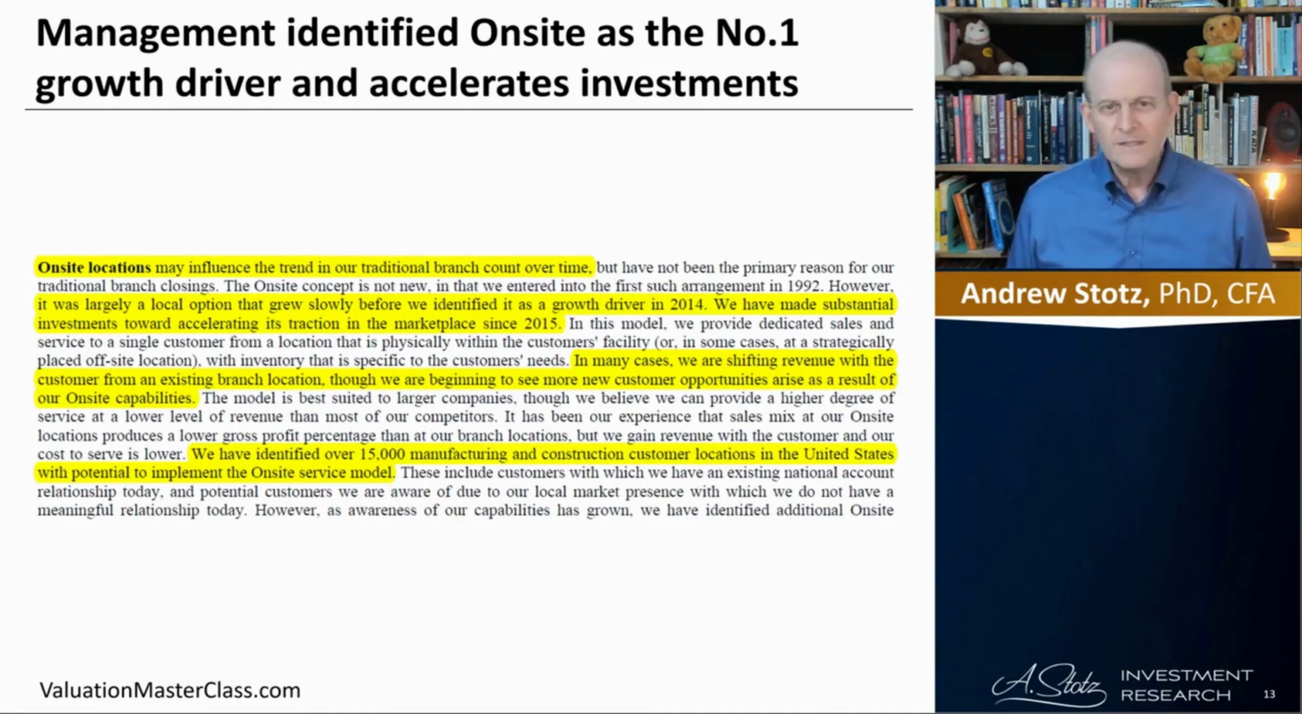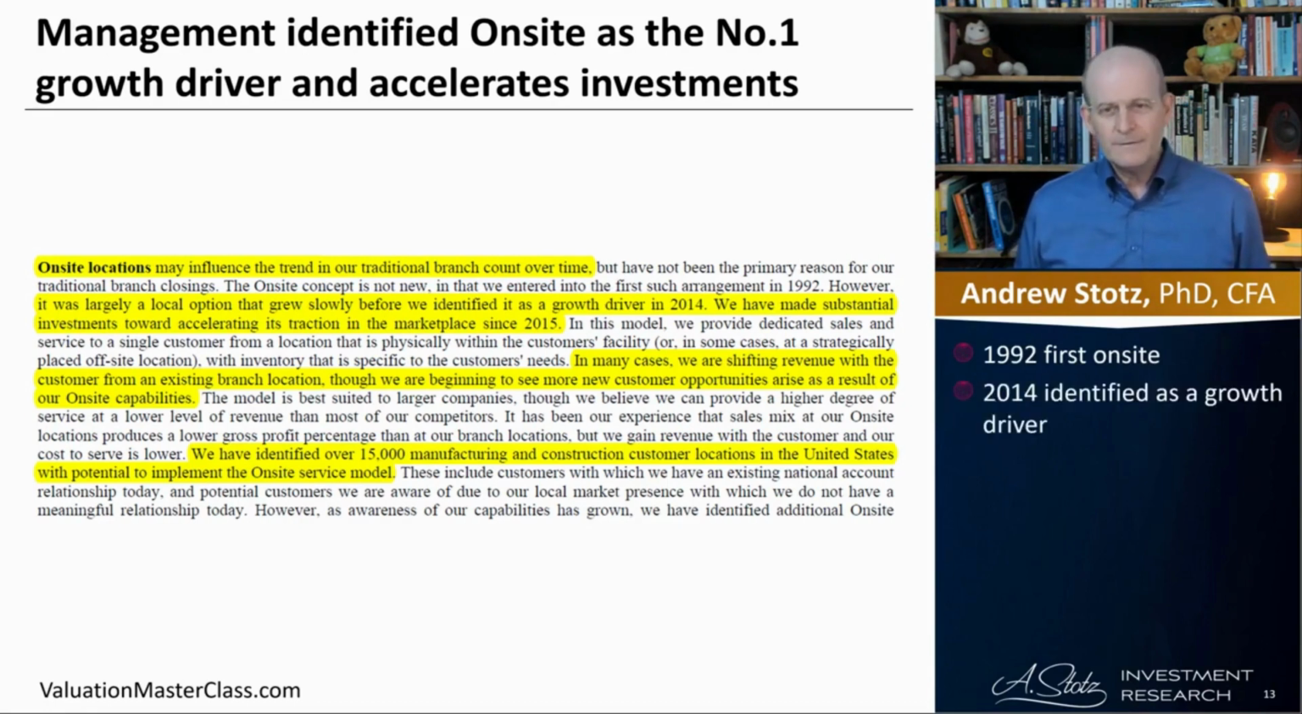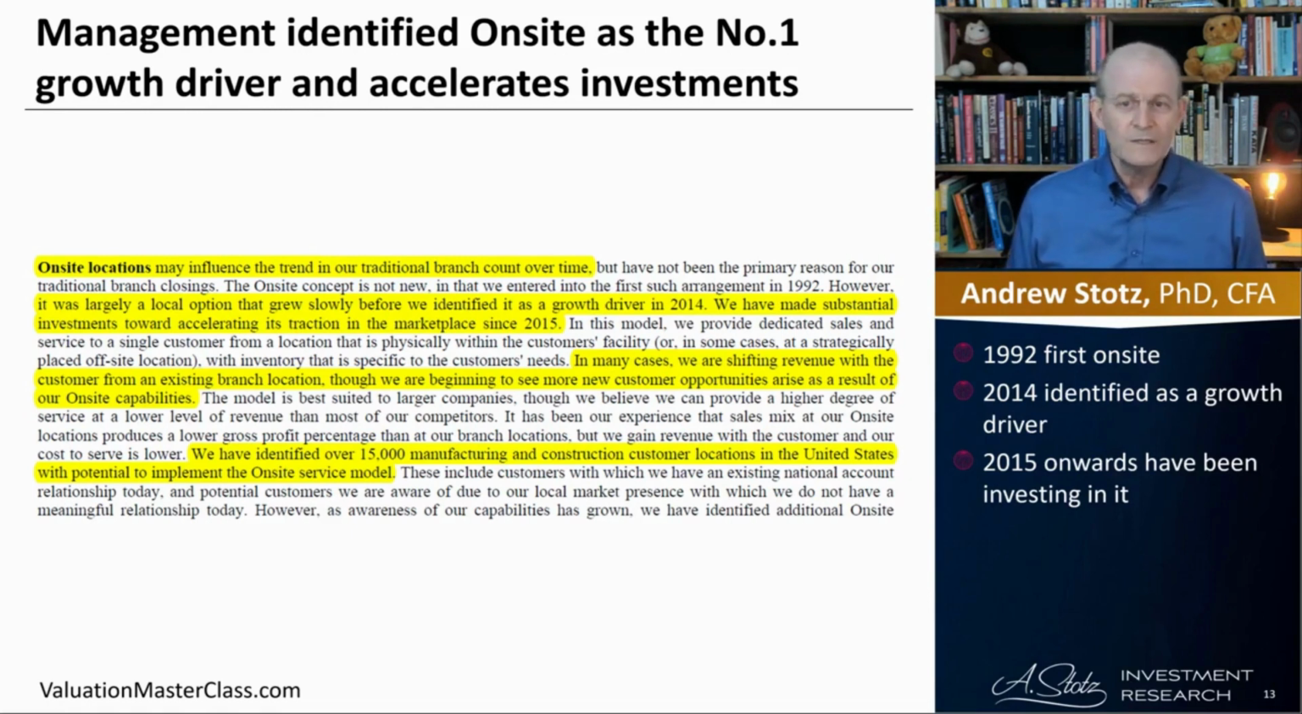Let's read through what they say. On-site locations may influence the trend in our traditional branch count over time. It was largely a local option that grew slowly before we identified on-site as a growth driver in 2014. So the first on-site was 1992. They identified it as a growth driver in 2014. We have made substantial investments towards accelerating its traction in the marketplace since 2015. In many cases, we are shifting revenue with the customer from an existing branch location, though we are beginning to see more new customer opportunities arise as a result of our on-site capabilities.